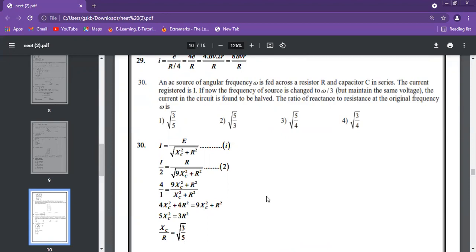Actually, in this paper the level of questions is a little bit difficult, but in the final exam this much difficulty level is not there. Don't worry, it is just a model paper. Okay, don't be panicked by watching this video.